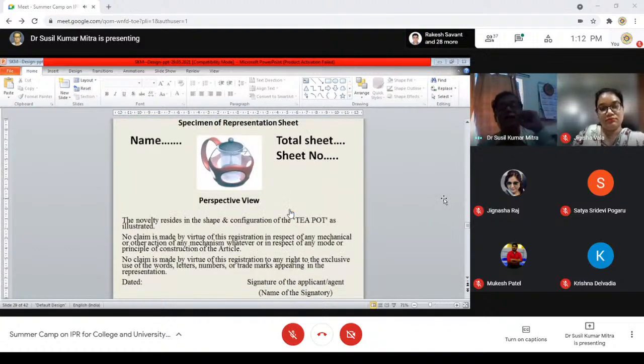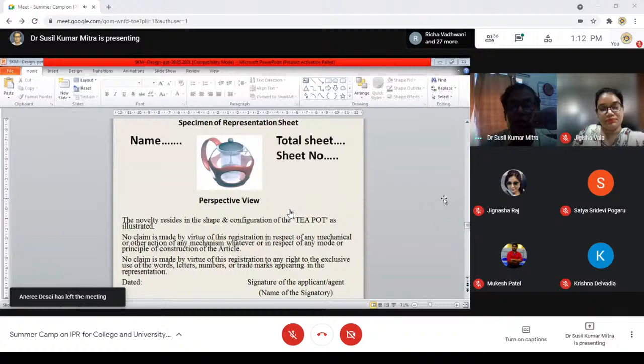Now, this is the representation sheet. You can find it is a teapot. There is a mention that the novelty resides in the shape and configuration of the teapot. And the disclaimer statement: no mechanical or functional is claimed, and no word, letter, or mark is claimed, with the signature of the applicant and agent. So this is the way you prepare the representation sheet. But this is a perspective view I am showing.